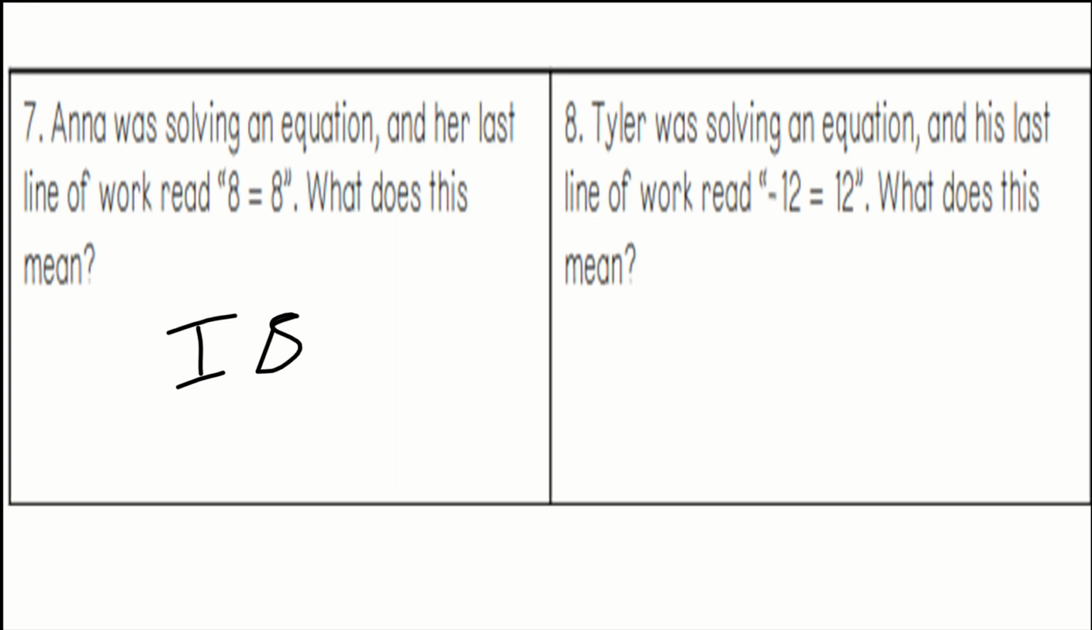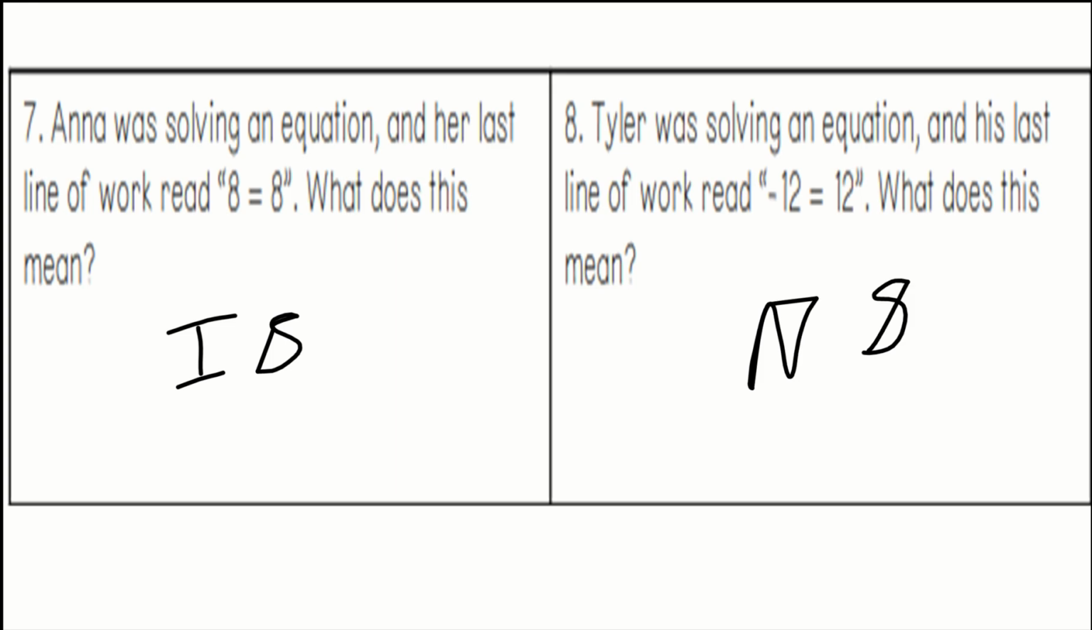All right, Tyler, in his equation, he got negative 12 equals 12. So if I get negative 12 equals 12, who can tell me what that means? No solution. So when we got a number equal to a different number, those are the ones.